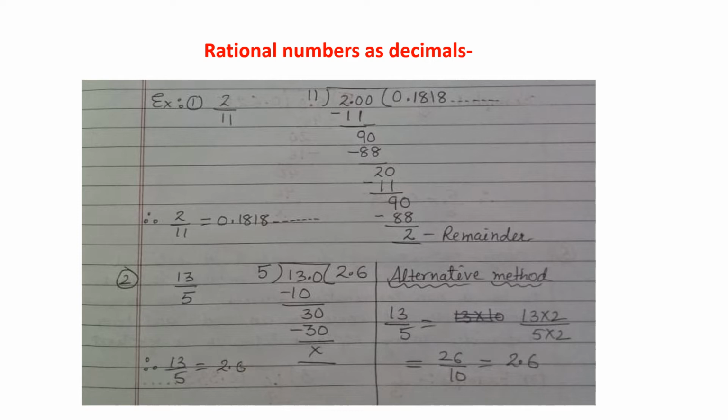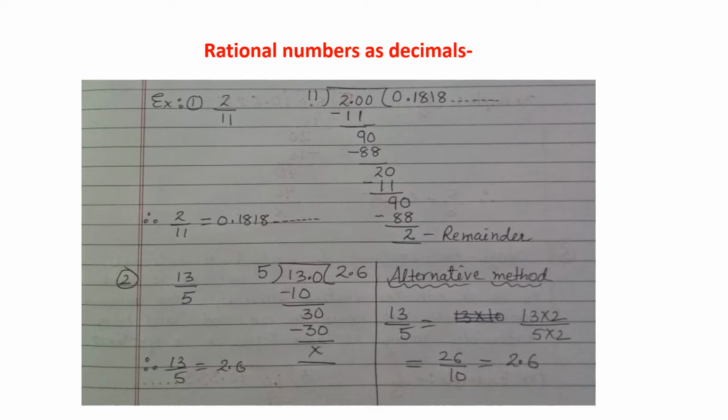Now we need one 0 here, so what will we do? We will write a point in the dividend, and after the point you can add as many zeros as you want, and at the same time you shift the decimal point into the answer. It will go by 6 again, 5 6s are 30, so there is no remainder. Therefore 13 upon 5 is equal to 2.6. Children, there is an alternative method also.